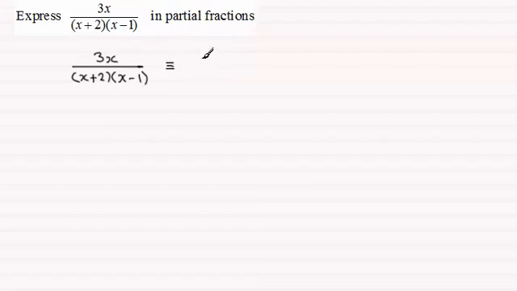that we could rewrite this in the form of A, which is a constant, divided by the first linear factor, x + 2, plus another constant, which I'll call B, divided by the other linear factor, x - 1. So if you're unsure of this step, do check out my earlier videos on partial fractions. But what we didn't do in those videos was work out what the values of A and B were. So that's the aim of this particular tutorial.